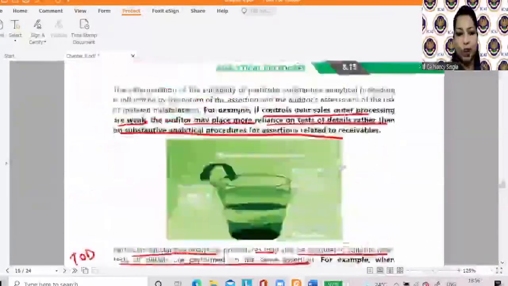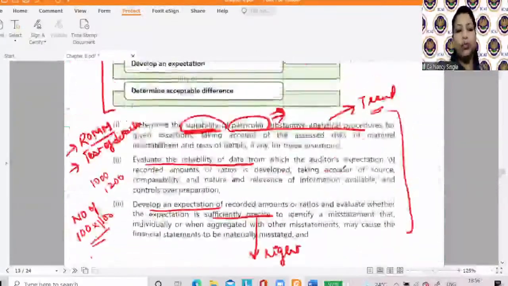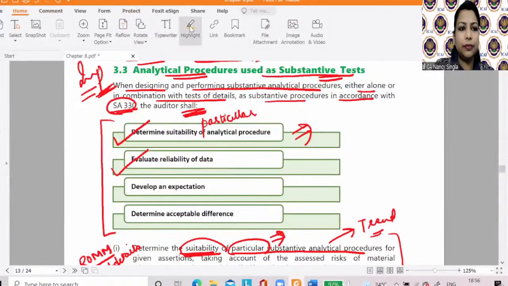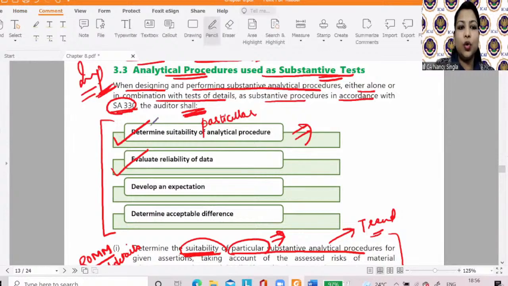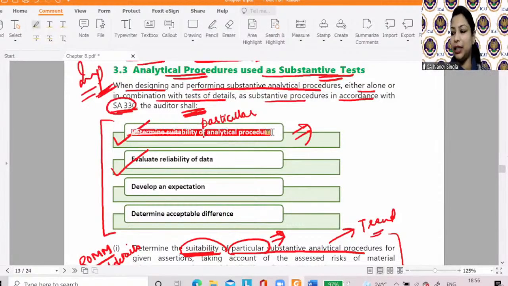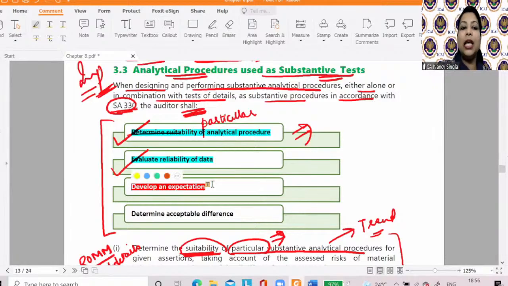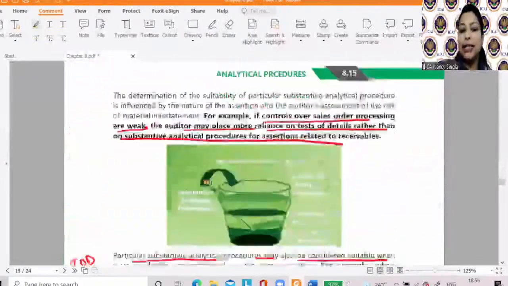So let me just take you back to the point from where we started this topic. So we have done determining the suitability of analytical procedures. Then we did evaluate reliability of data, and then we saw whether an expectation can be developed. ठीक है. Now last is determining acceptable difference.